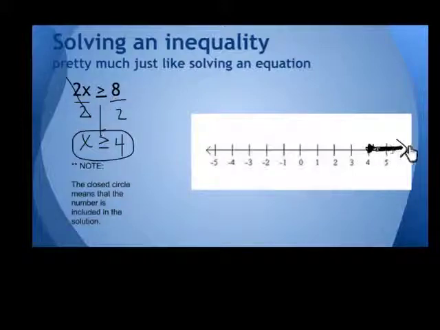So we look at what's in the set. I've got 5. If I plugged in a 5 here, 2 times 5 is 10, which is greater than 8, so it makes it true. Any number in this direction going on forever on the number line would be a solution. And again, the difference here is that we close the circle to show that the value 4 is included in the solution.